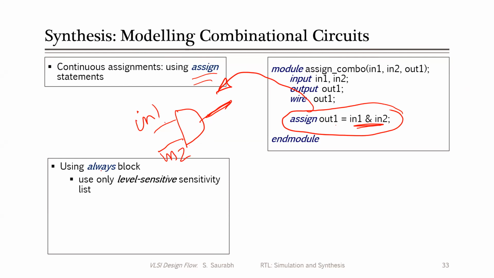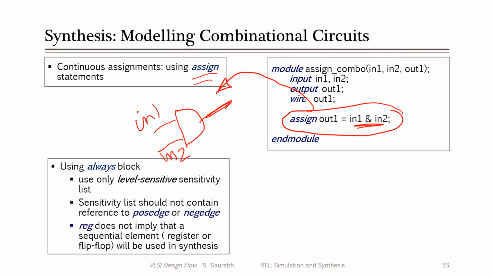Now, we can model this kind of AND gate also using an always block, and this always block should be level sensitive. It should be level sensitive. So we use a level sensitive always block, and that means that we don't use posedge and negedge. Then only we'll get a combinational circuit, right?